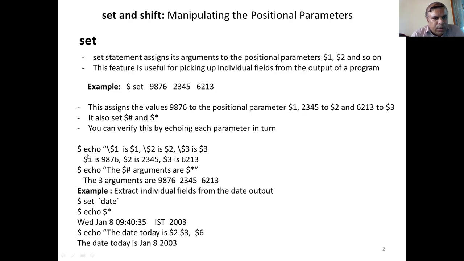Then the echo command is echo, then the argument to the echo command is \$1 is, so $1 must be prefixed with a backslash because you have to print it as it is. You have to remove the special meaning of $. So prefix with a backslash, then the special meaning of $ will be removed, and $ will be printed as it is on the screen. $1 is printed as it is, followed by the value of $1, 9876, comma, then $2 is printed as it is, then the value of $2, 2345, then comma, then $3 is the value of $3, 6213.